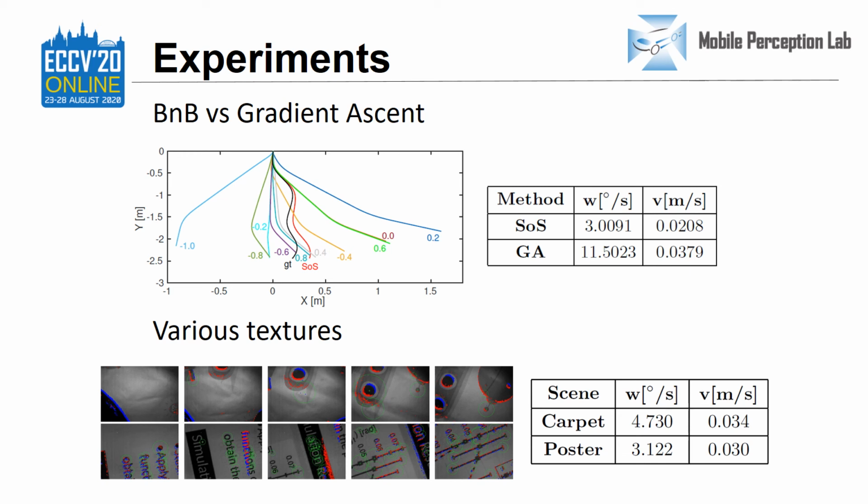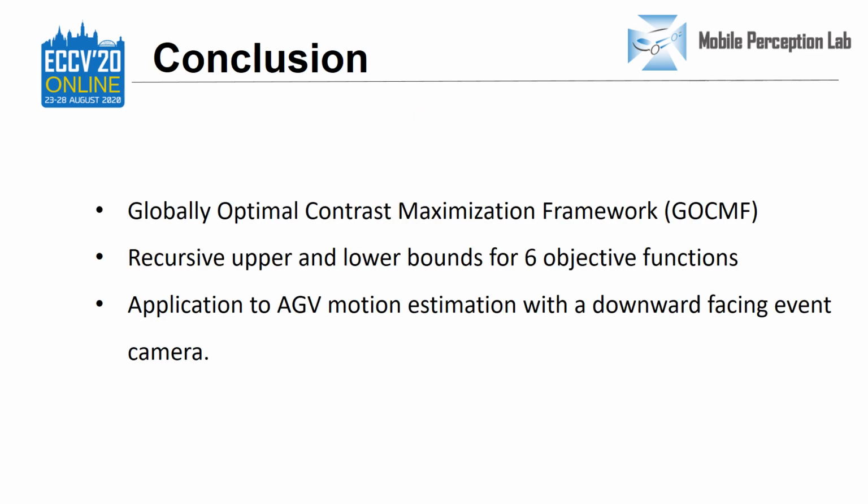We also compare GoCMF to local optimization technique. The optimization using local gradient ascent is evaluated by using different initial guesses. The trajectories are plotted on the top figure. It is clear that the local optimization depends on the initial guess, and it is outperformed by our method. Besides, we can confirm that our method is able to handle a large number of different ground floor textures, as shown below.